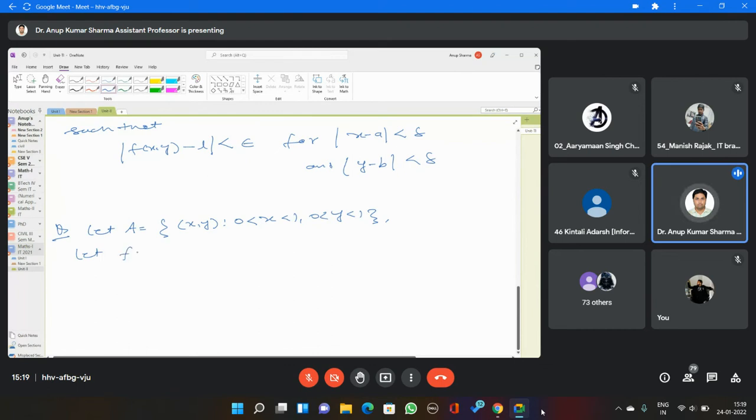Let f be a function such that f: R² → R defined by f(x, y) = x + y, so that the limit of f(x, y) is equal to half, as (x, y) tends to (0, 1/2).